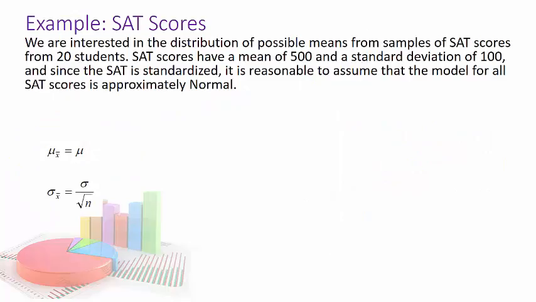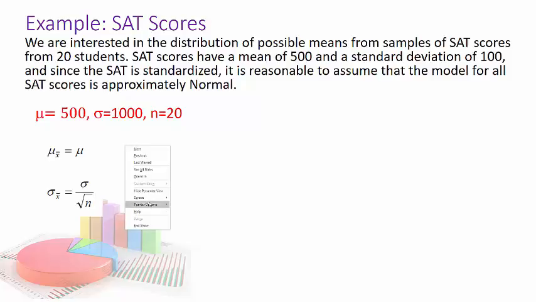So let's go ahead and look at SAT scores. We're interested in the distribution of possible means from samples of SAT scores from 20 students. SAT scores have a mean of 500 and a standard deviation of 100. And since the SAT is standardized, it is reasonable to assume that the model for all SAT scores is approximately normal. So I'm going to pull out my numbers. Mean is 500. Sigma, oh, I always have to correct something, don't I? Sigma is just 100, not 1,000. And n is 20.